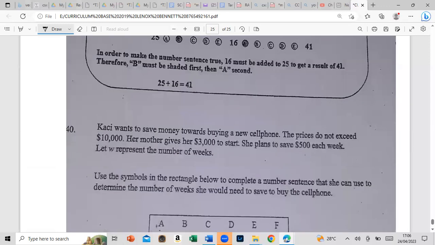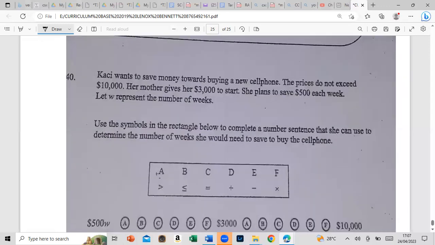Let's go further down and see what the question asks. Casey wants to save money towards buying a cell phone. The price does not exceed $10,000. Her mother gives her $3,000 to start. She plans to save $500 each week. Let W represent the number of weeks. Use the symbols in the rectangle below to complete a number sentence that can be used to determine the number of weeks she needs to save money.